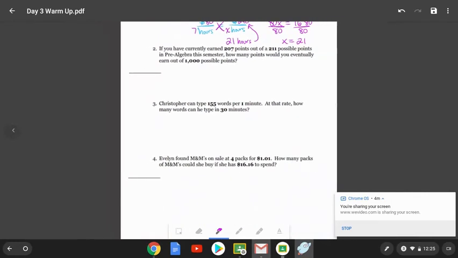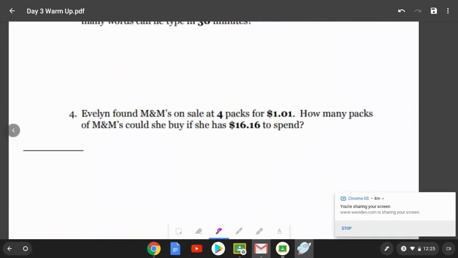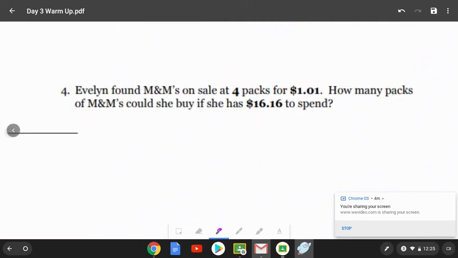Moving on, I'll do one more. I'll assume that you guys don't like the decimal ones. So we'll go, Evelyn found M&Ms on sale, 4 packs for $1.01. How many packs of M&Ms could she buy if she could spend $16.16? Oh, I see a few things. I see packs and I see some dollars.